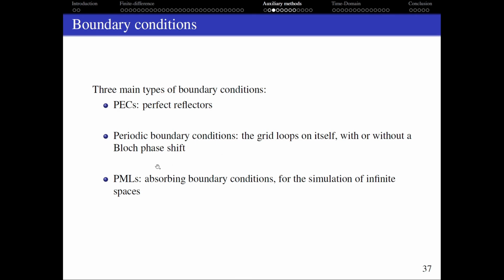And finally, we have the PMLs, the perfectly matched layers, which are absorbing boundary conditions. They are very important because they are used to simulate the fact that we sometimes want light not to come back in. So these are going to be useful to emulate free space around our particle, around our structure.